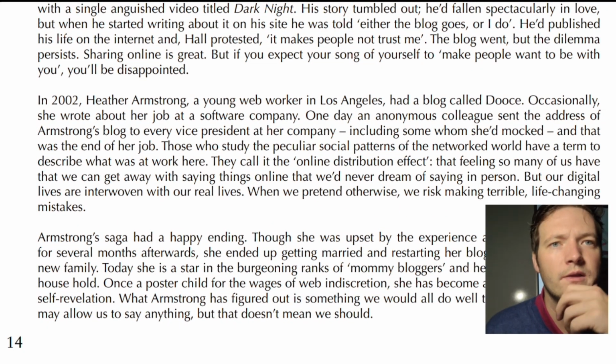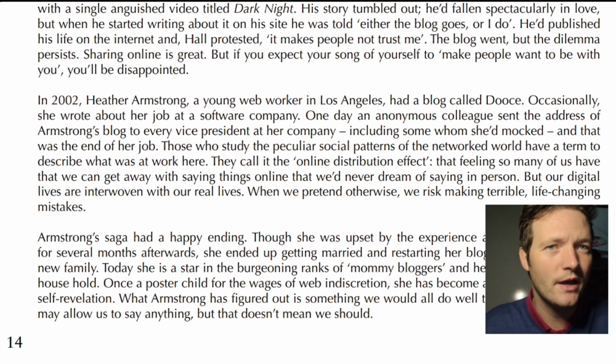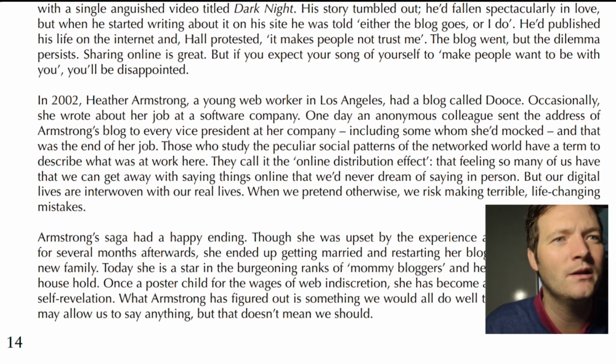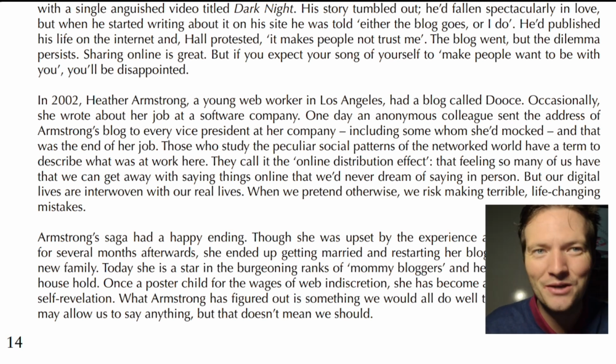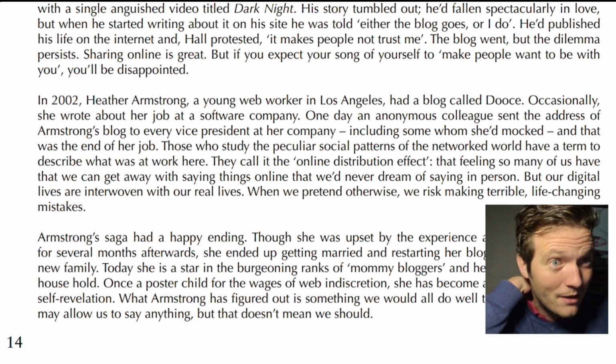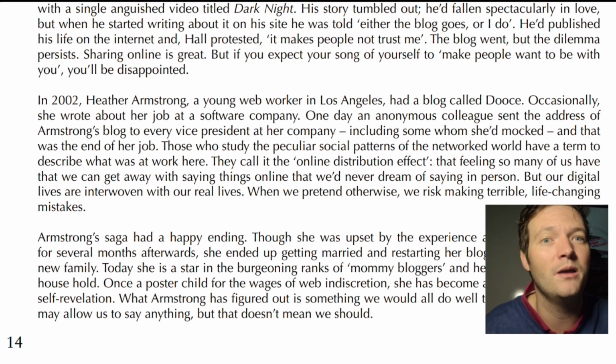In 2002, Heather Armstrong, a young web worker in Los Angeles, had a blog called Deuce. Occasionally, she wrote about her job at a software company. One day, an anonymous colleague sent the address of Armstrong's blog to every vice president at her company, including some whom she'd mocked, and that was the end of her job. Those who study the peculiar social patterns of the networked world have a term to describe what was at work here. They call it the online distribution effect.